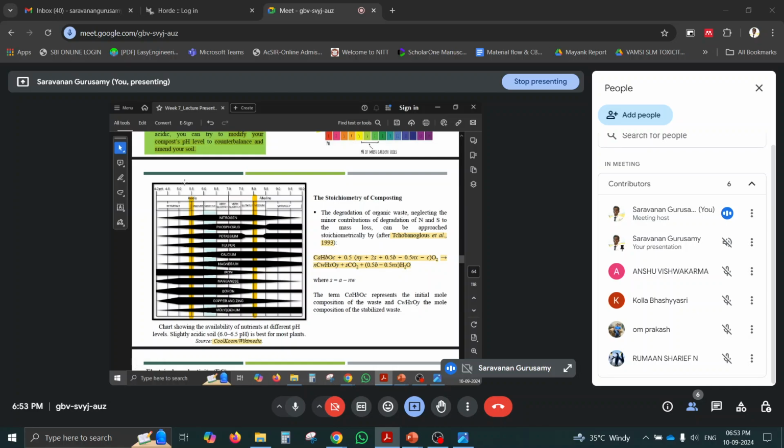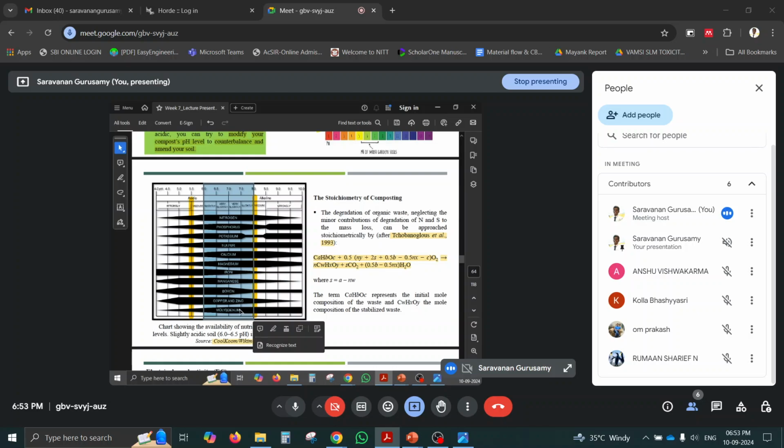So what I have mentioned, the compost pH should be from 6 to 8. You can see this range will have all the nutrients available at a higher quantity. If you go to the acidic side, most of the nutrients are not available. On the alkaline side also, most of the nutrients are not available. But in the neutral range, that is 6 to 8, all the nutrients are available. So this is the availability chart of nutrients at different pH, and the final compost will have neutral pH with all these nutrients.